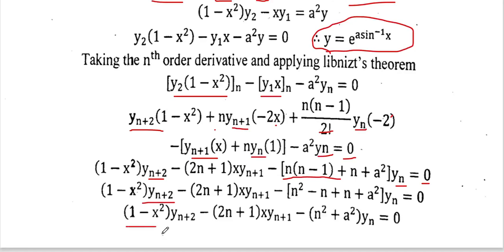So this term is as it is, 1 minus x square into y n plus 2. Then 2n plus 1, this term again as it is. Now this minus n and this plus n get cancelled. So n square plus a square into y n equal to 0. So this is the nth order derivative of the given function y equal to e to the power a sin inverse x. This is the complete proof of the given statement.